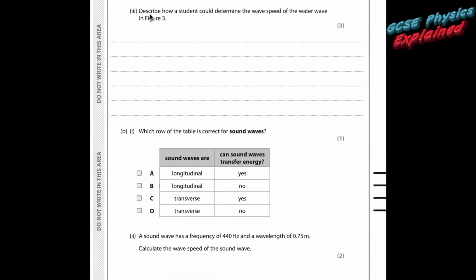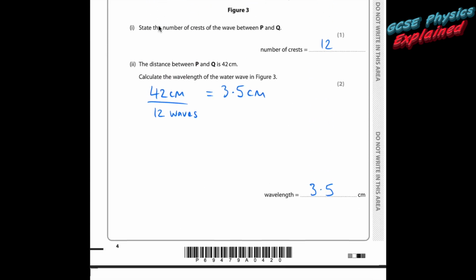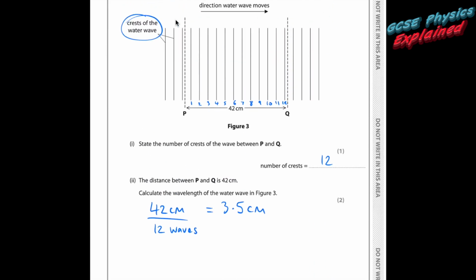Part 3. Describe how a student could determine the wave speed of the water wave in figure 3. Right, there's a couple of ways you can do it. You could wait for one of the waves to pass P and then start your stopwatch and then stop the stopwatch once it reached Q. To get the speed, just do distance divided by time. And we know the distance was 42 centimetres.